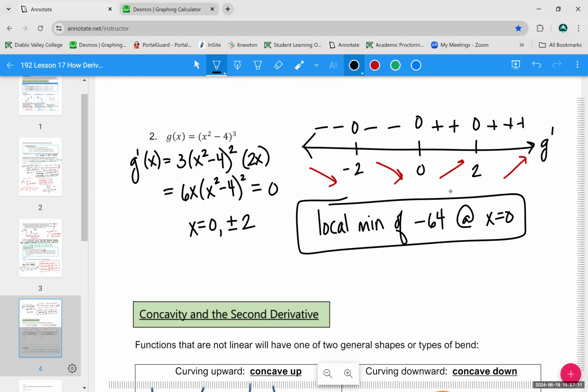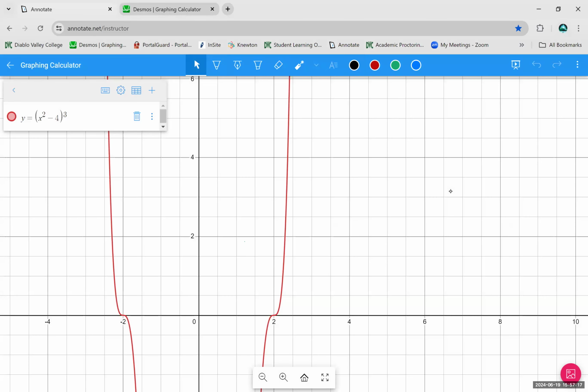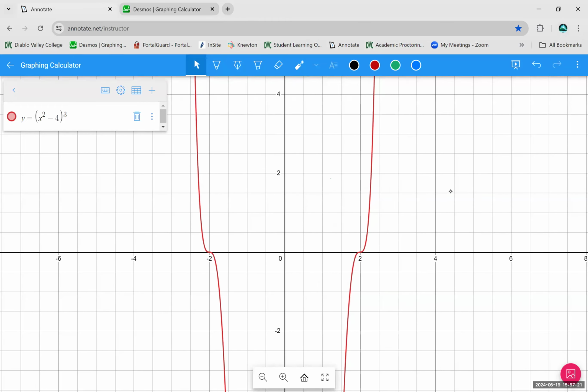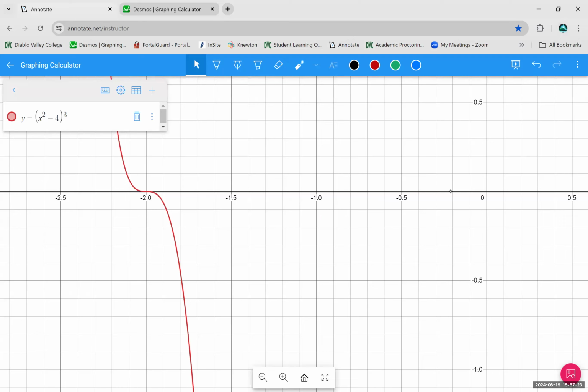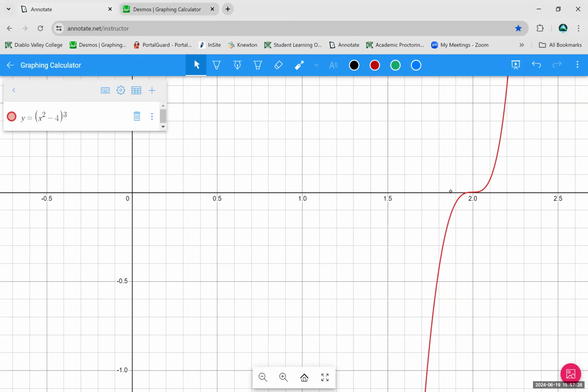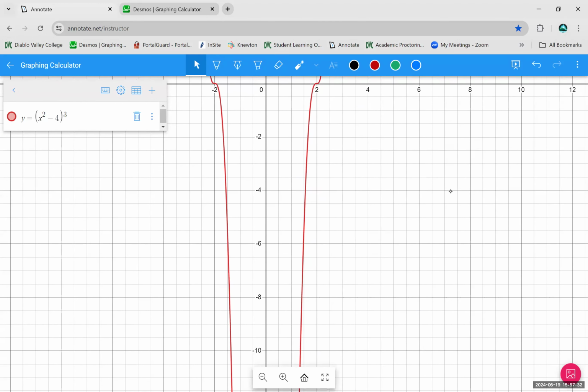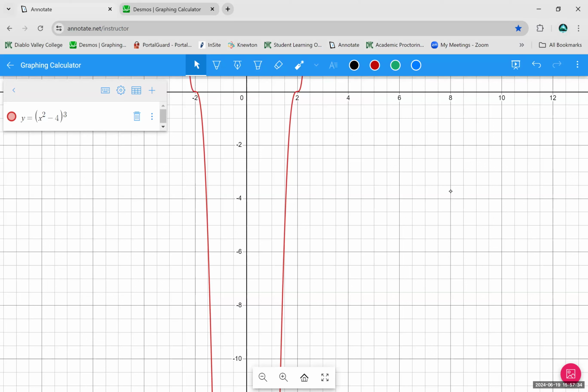And actually, if you just wanted to take a look at what that looks like, go back to my graphing calculator here, and I've plugged that one in, and you can see, I can kind of zoom in, that it does flatten out at both -2 and 2. So it does have a horizontal tangent there, but no max or min. And I'd have to scroll way down to -64 to see that actual min.